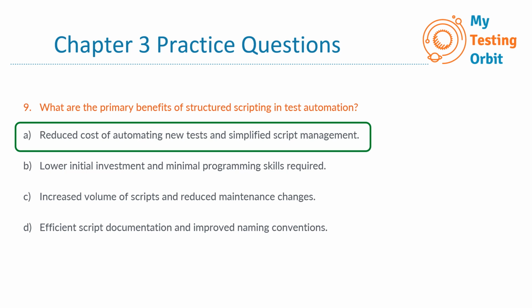Option C, increased volume of scripts and reduced maintenance changes. Structured scripting does not inherently increase the volume of scripts, rather it reduces the effort needed for maintenance and allows for script reuse. Option D, efficient script documentation and improved naming conventions. Script documentation and naming conventions are important in all scripting techniques, and they are not specifically a primary benefit of only structured scripting.